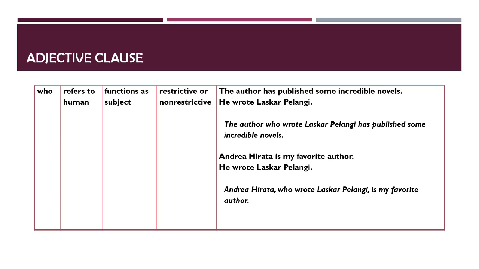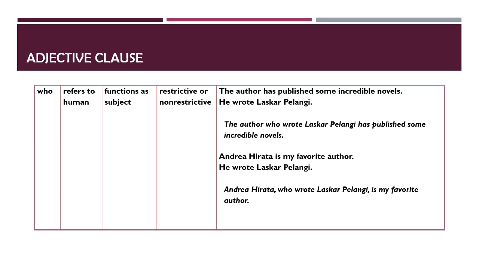Okay, the second example. Andrea Hirata is my favorite author. He wrote Laskar Pelangi. Before we go on to the next example, have a look at the first one. For the first one, this adjective clause functions as a restrictive adjective clause because it is very important to inform the reader that the author is the one who wrote Laskar Pelangi. So the information is very important. So it is considered restrictive.